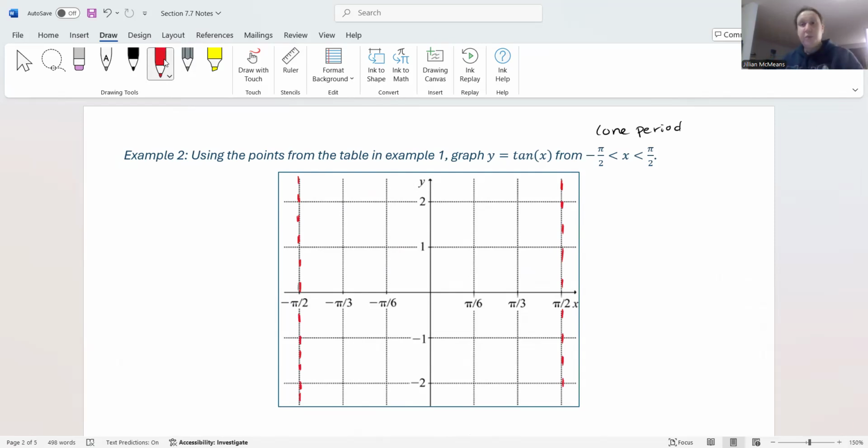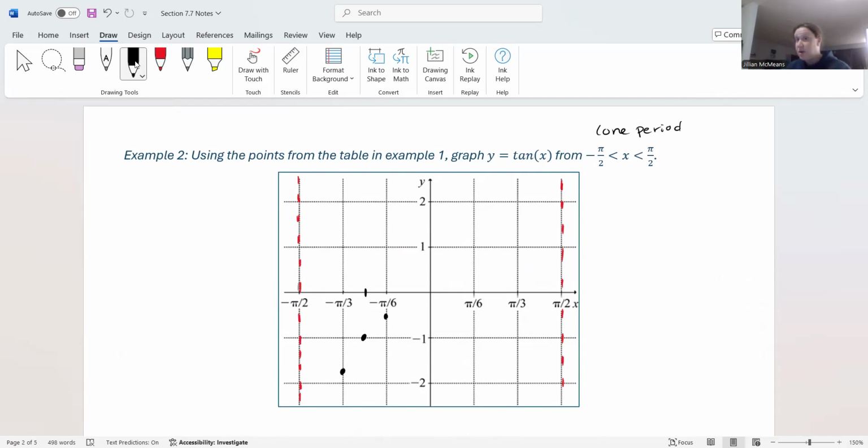Okay. Now the points that we have. So the first point in your table is at negative pi over 3. At negative pi over 3, our y-coordinate was negative root 3, which is about 1.7, a little bit more or a little bit less than 1.7. So at negative pi over 3, we're going to go down to about here. Now pi over 4 is directly in the middle of these two. At negative pi over 4, we had a value of negative 1. At negative pi over 6, we had negative root 3 over 3. Remember, that's about 0.6. So we're going to say it's about here.